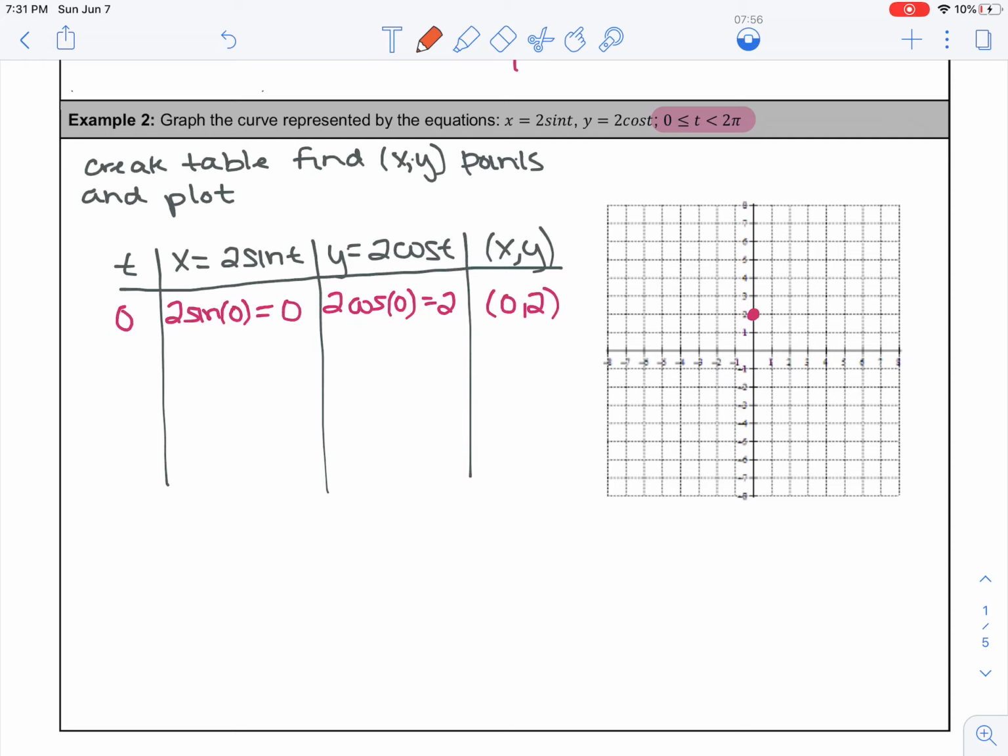My next t value that I'm going to choose is pi over 2. If you want to, you are more than welcome to plug in pi over 4. I don't think that would be a bad idea. But I'm going to go ahead and jump to pi over 2 and analyze my x of t function there. So 2 sine of pi over 2, I know that that is going to give me an output value of 2. And then again, 2 cosine of pi over 2, and that will give me an output value of 0. So my next point is 2, 0.